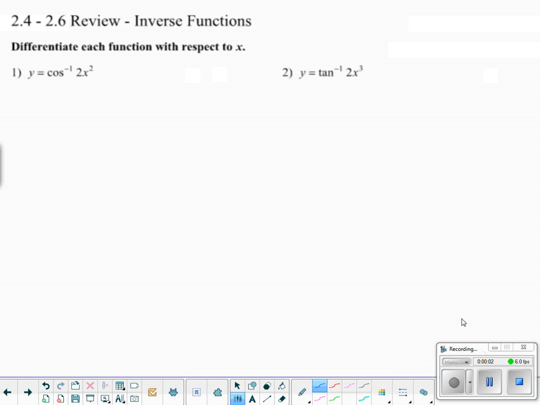Okay, I'm going to go through this 2.4 to 2.6 inverse function review sheet in preparation for the test. And so if you have a question, you can move ahead to whichever one you wanted information about. But I'm just going to walk through them.